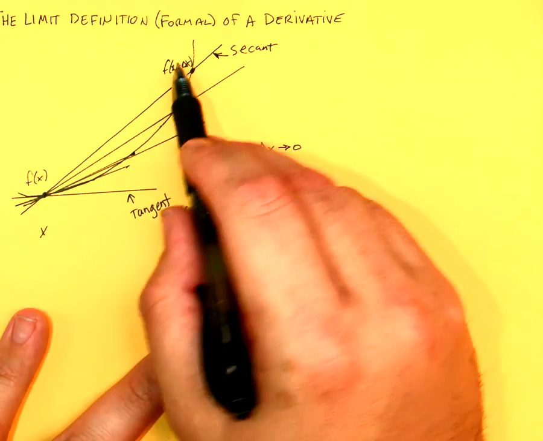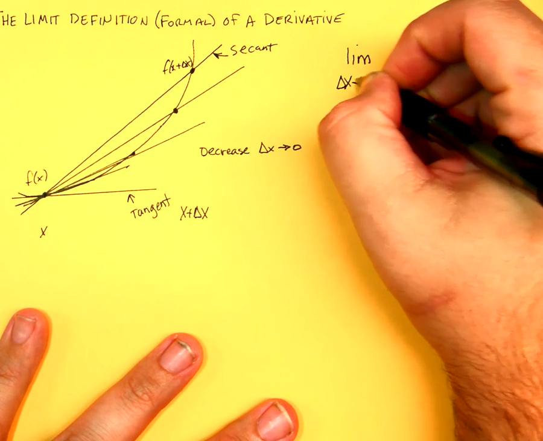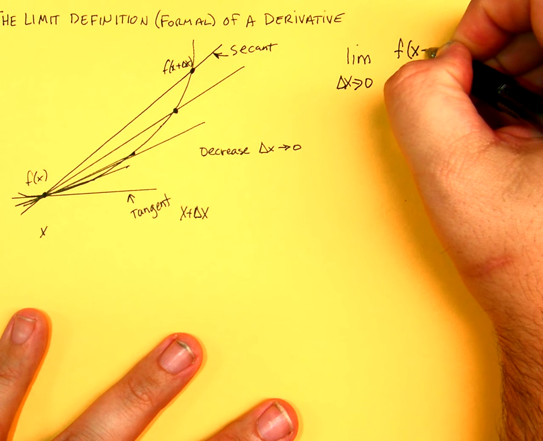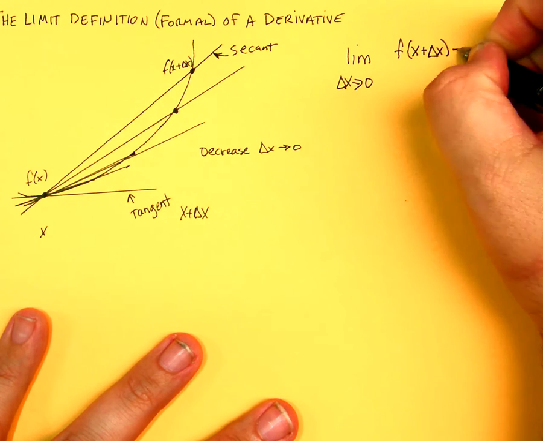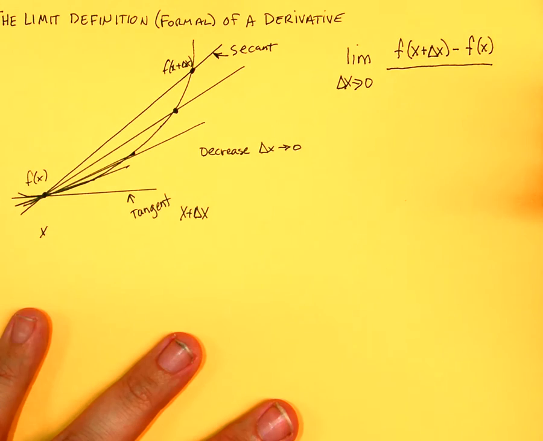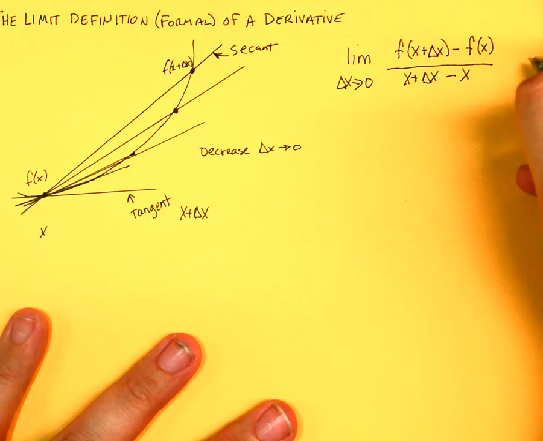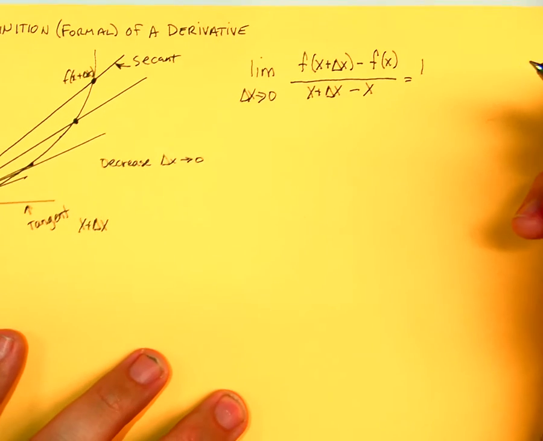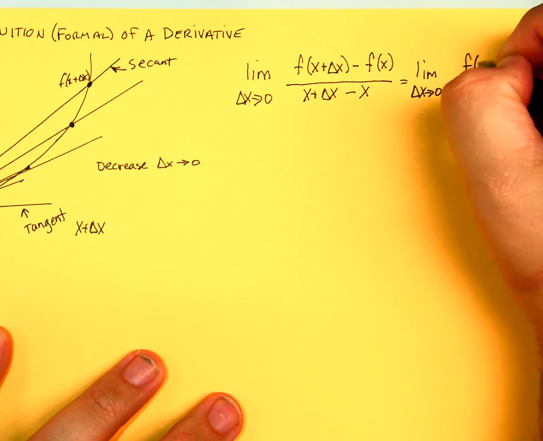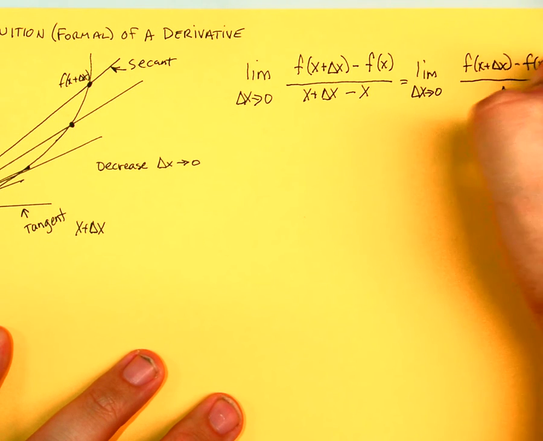We're going to take our limit as delta x approaches 0 of y2, which is f of x plus delta x, minus y1, which is f of x, all over x2, which is x plus delta x, minus x1, which is x, which is equal to the limit as delta x approaches 0, f of x plus delta x minus f of x, all over delta x.